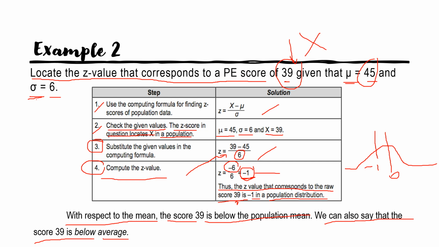Why is it below average? Because your 45 here is your population mean. If we map your 39, it will be here on the left side of your mean, so that will be the negative part of your normal curve. In reality, 39 is less than 45, or we can say that 45 is greater than 39. So we can say that 39 is below average because your average score, or your population mean, is 45. That's why the raw score 39 is below average.